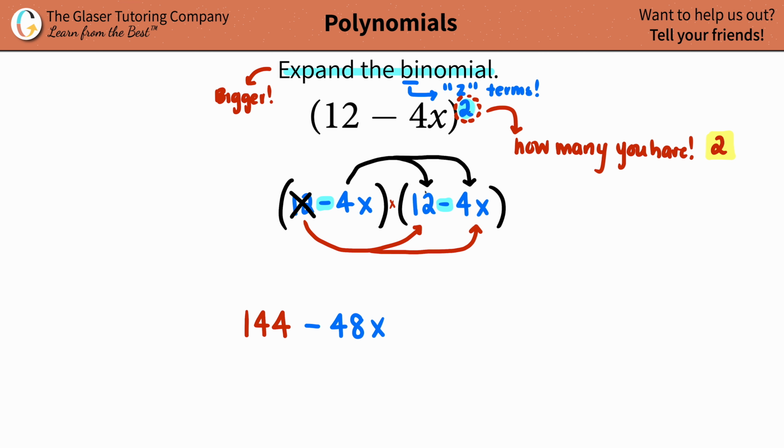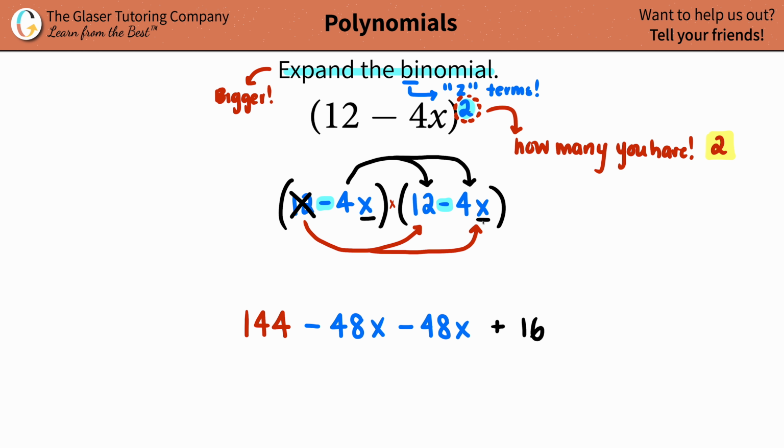Negative 4x times 12. That's the same as what it was before, right? Negative 4 times 12 is negative 48, so minus 48. This just has the x value. There was no x value on the 12, so minus 48x. And now, negative 4 times a negative 4 is a positive 16.